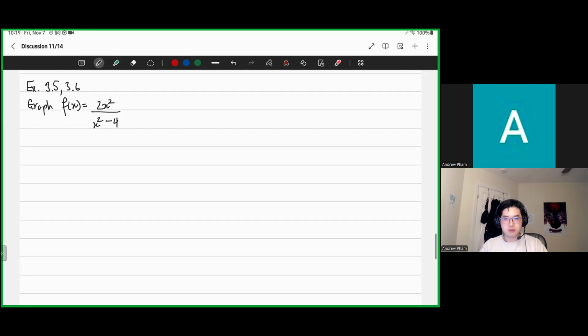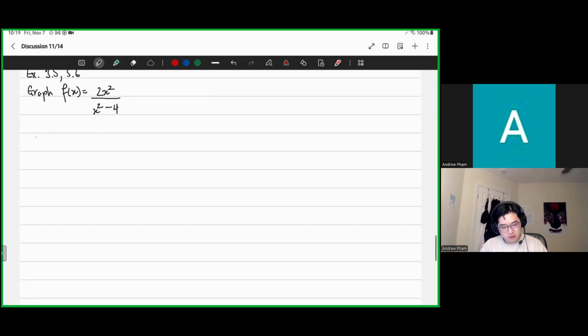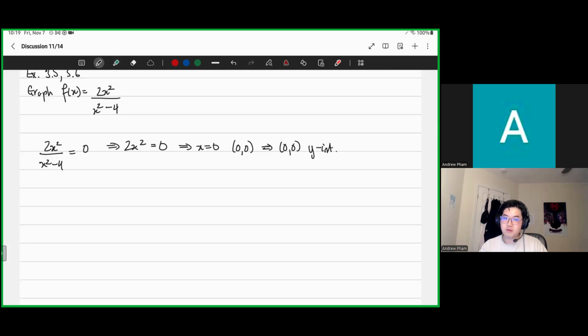Well, what we said first is that we want to solve for the x-intercepts. So let's do so. We want to solve for the intercepts, so you set the function equal to 0. This implies that if I multiply both sides by the denominator, I get 2x squared is equal to 0, which implies x is equal to 0. Okay, so if x is equal to 0 when y is equal to 0, I have the origin as an x-intercept. So this also implies that (0, 0) is also a y-intercept. And you're done for intercepts.